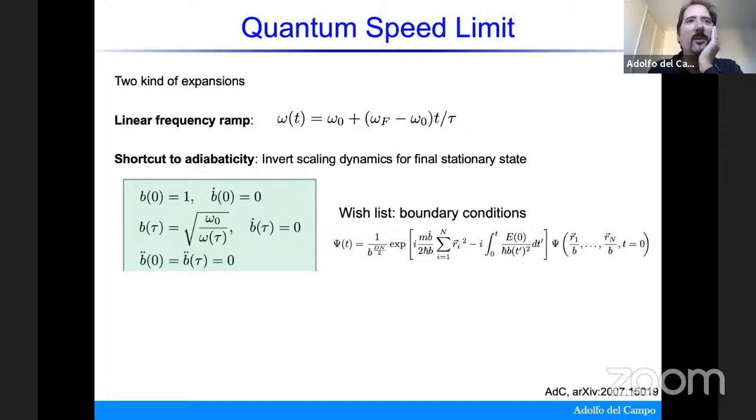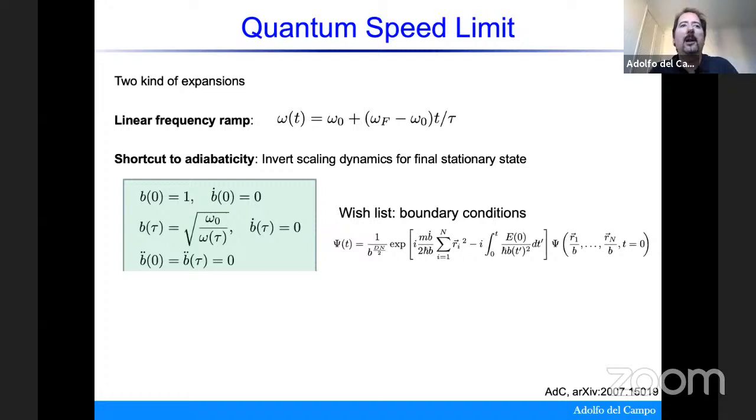We typically start with, of course, the initial state at equilibrium. So we force B to be equal to one and B dot equal to zero at time zero. So we have a stationary state. Then we want to reach in finite time the stationary state of a different Hamiltonian. We want to do a fast expansion such that the final state is again an energy eigenstate, a stationary state, an equilibrium state of the final Hamiltonian.